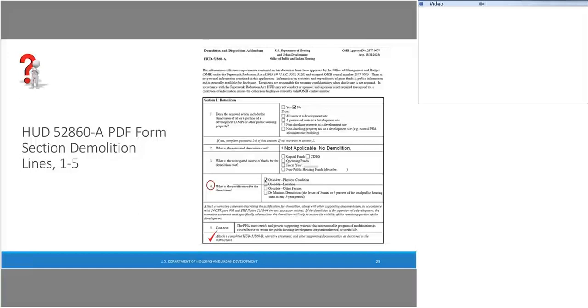Okay. So you want to take it from here? Yes. Okay, so 52860A. We get a lot of questions. Why do we need to complete this form? Especially when you look at the first page and it says demolition. Case in point, this particular application is for disposition. So the question is, why do I need to complete this? Well, you do, because you check the box, no, is not for demolition, but you still continue to go through the document and see if you, and we're going to come back to this one, but let's go to the next page.